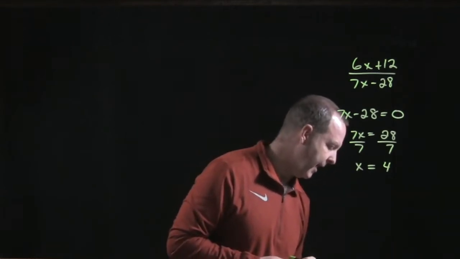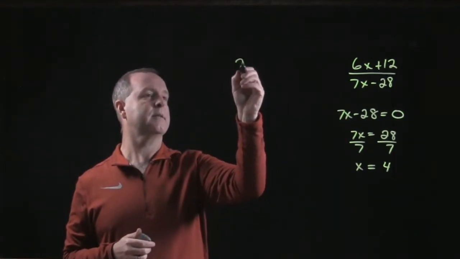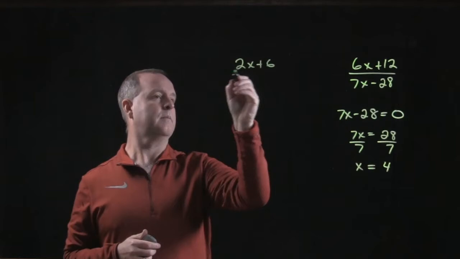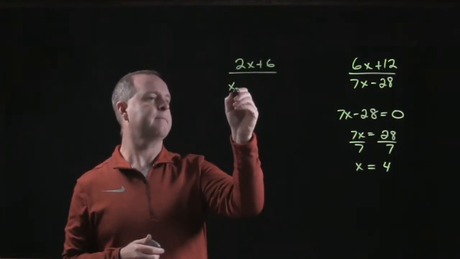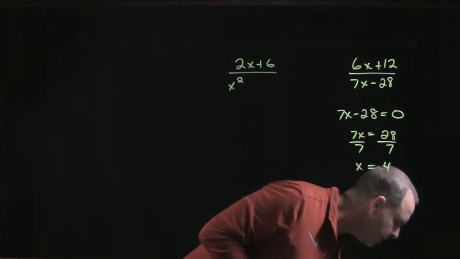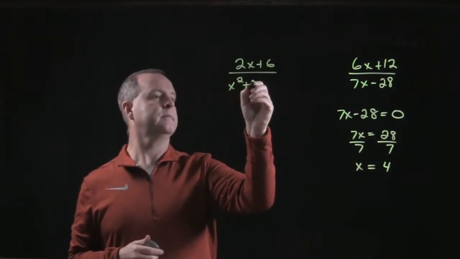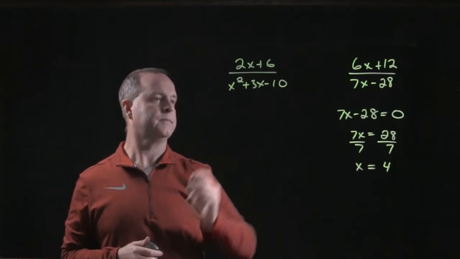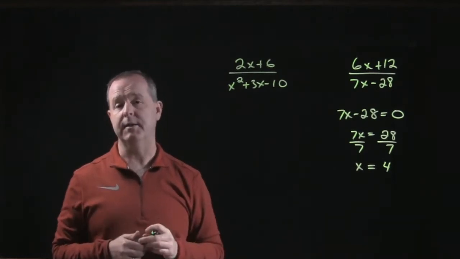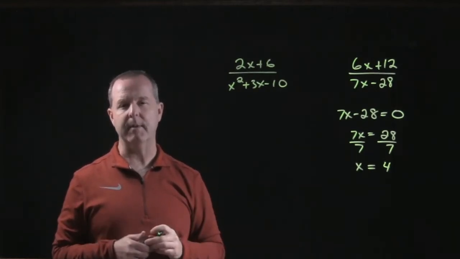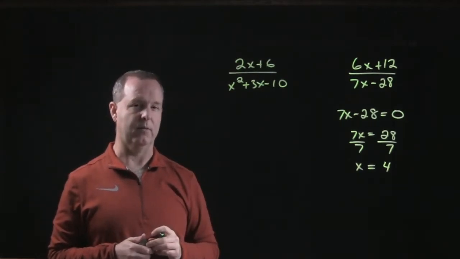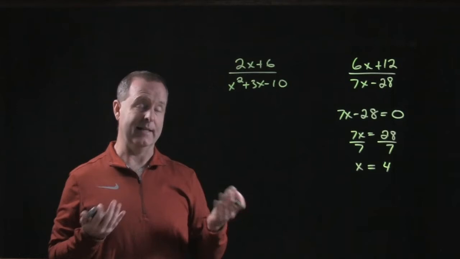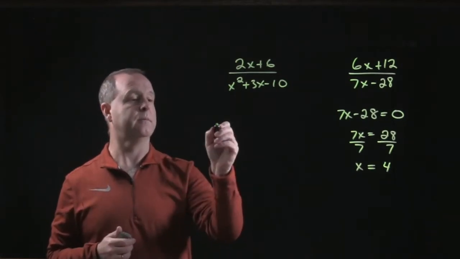Another example that we can look at. Imagine that I have 2x plus 6 divided by x squared plus 3x minus 10. Again, we want to do the same thing. We want to determine, are there any values such that the denominator equals 0? And how we can do that is, let's set the denominator equal to 0.